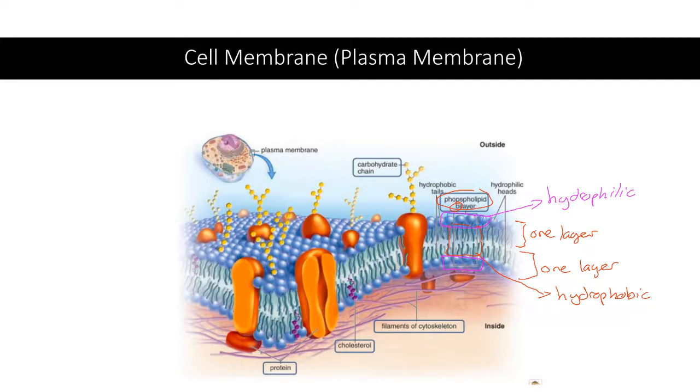And so what happens now? Now you have a membrane, you have a barrier. You have a barrier that is going to separate what's outside of the cell from what's inside of the cell. Okay, you just created a barrier because of these phospholipids.